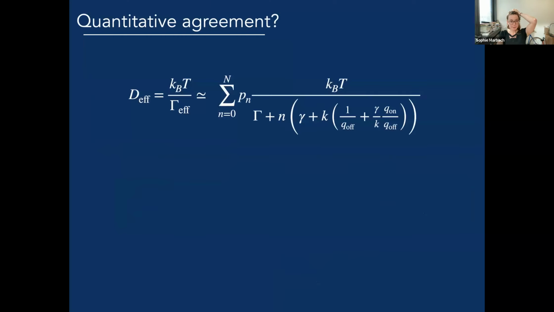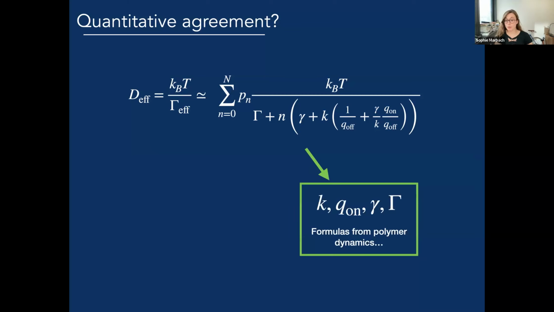So we can gather up all these terms, and I rewrite here the effective diffusion coefficient that is predicted from our model. Now, can we calculate it? There are some parameters in there, like the friction coefficient gamma and the spring constant K, that are well known, or at least that you can pretty well estimate from polymer physics. Okay, so far so good.